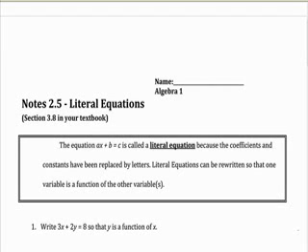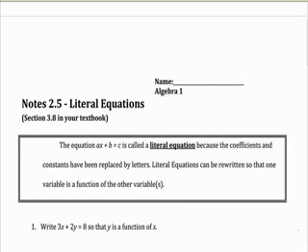Going to learn to solve literal equations. What a literal equation means is that there's going to be more than one variable. And rather than getting x equals a number at the end, you're going to just have the equation rearranged, and your answer will be in terms of the other variables.